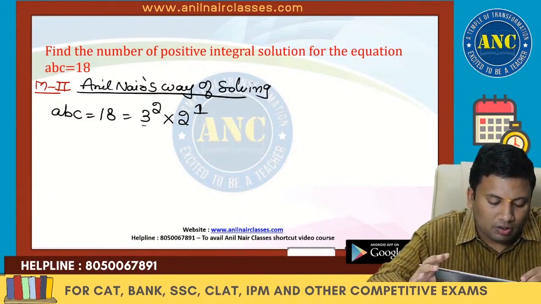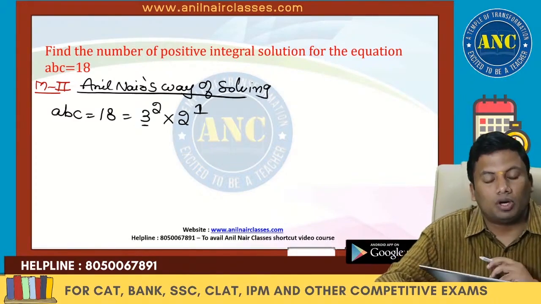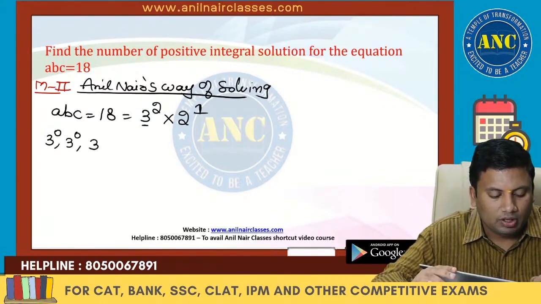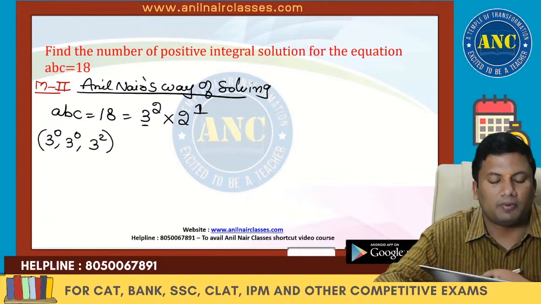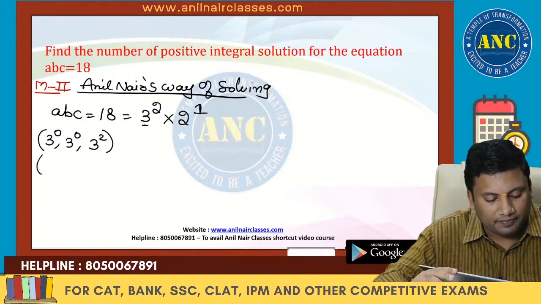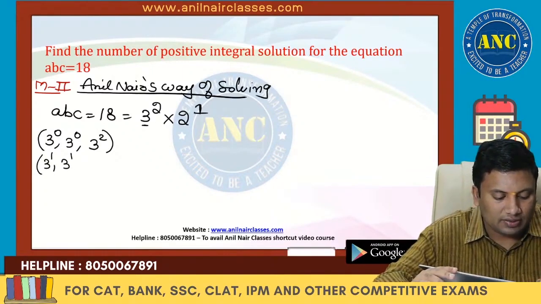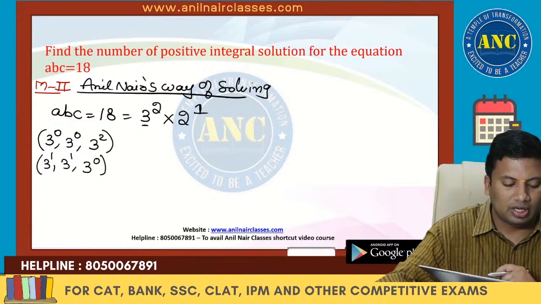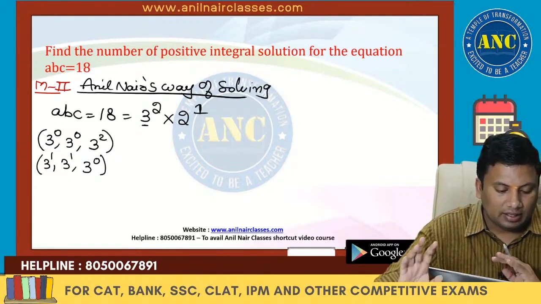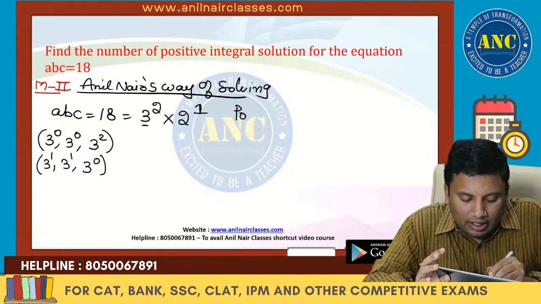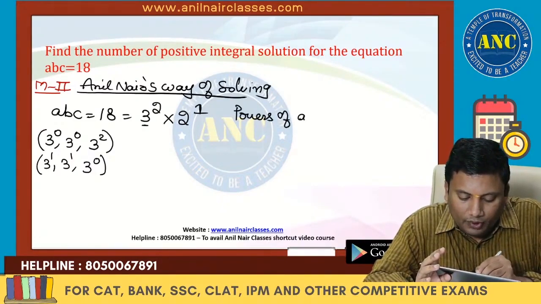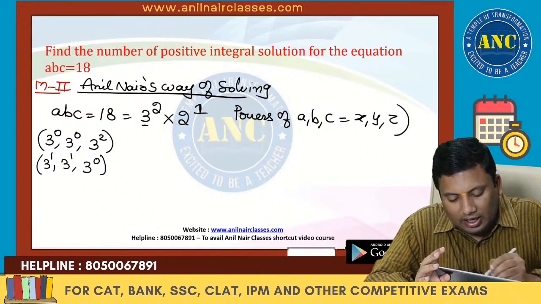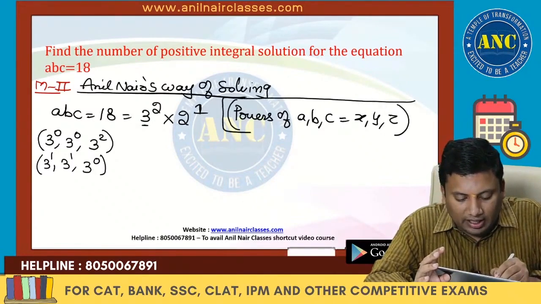Now, if you observe closely, these 3 square, if I want to arrange on ABC, can I arrange it in one way like this? 3 power 0, 3 power 0, 3 power 2. Can I also arrange it like this? 3 power 1 into 3 power 1 is 3 power 2. Are you all with me? Let the powers of ABC be called XYZ.